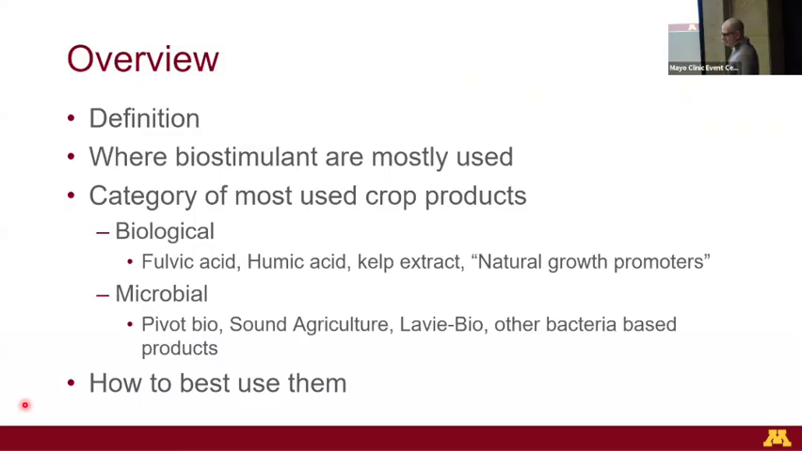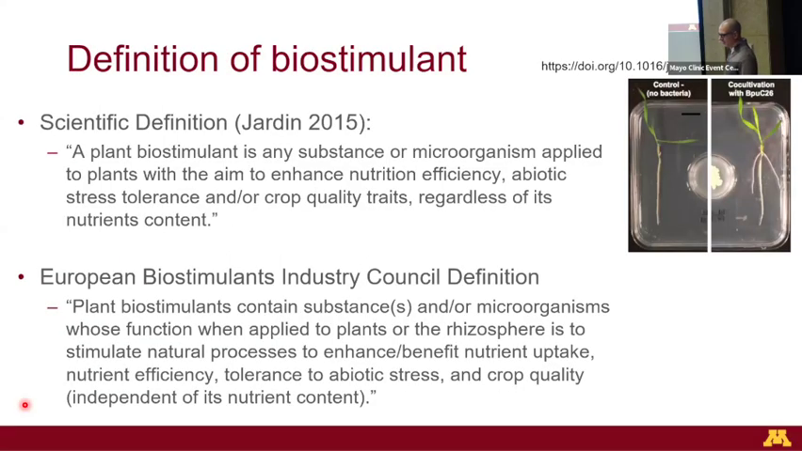So today we're going to talk a little bit about the definitions, and then we're going to go over where biostimulants are being mostly used. Then we're going to break it down into the two main categories: the biological, that are your fulvic and humic acids, the amino acids, those kinds of compounds, and then the microbial, that are actually microorganisms being used to help with certain mechanisms that you want the plant to have help with, usually coping with stress or nutrient depletion, limitation. And then we're going to quickly talk about how to best use them in cases where they would be effective.